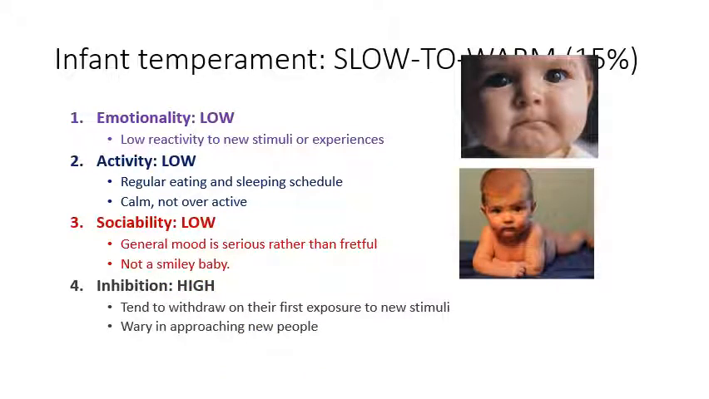And finally, slow to warm includes about 15% of children. And here we don't have a lot of high emotionality. This isn't a really reactive child. And we get regular eating and sleeping. They're not overactive, but they're not that sociable. Like, they're not upset like the difficult child, but they're more serious.